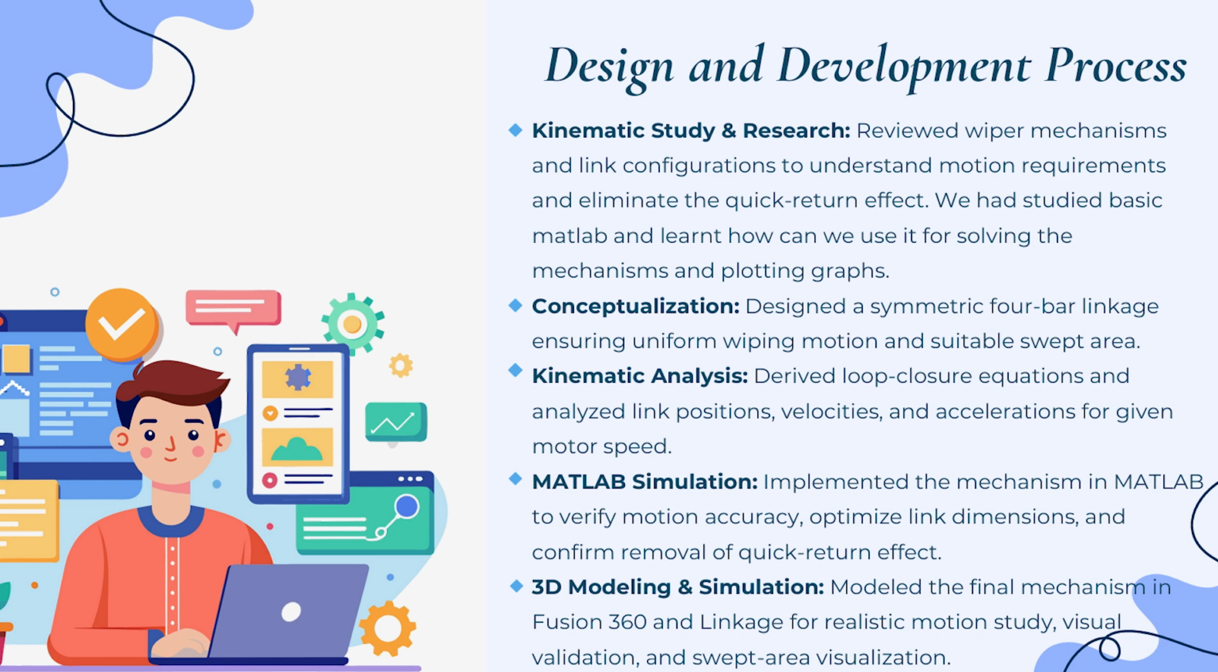After finalizing the geometry, we performed kinematic analysis. We derived the loop closure equations for the 4-bar and solved for link positions, velocities and accelerations for the constant motor speed. Then we implemented the complete mechanism in MATLAB, ran the full kinematic simulation and validated our design by checking how the wiper tip velocity and acceleration behave over time. Finally, we created the mechanism in Fusion 360 and Linkage, where we did motion studies, checked the swept area and visually verified the motion.